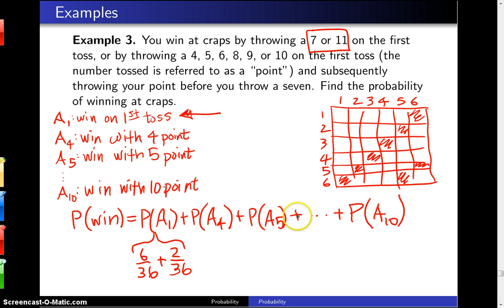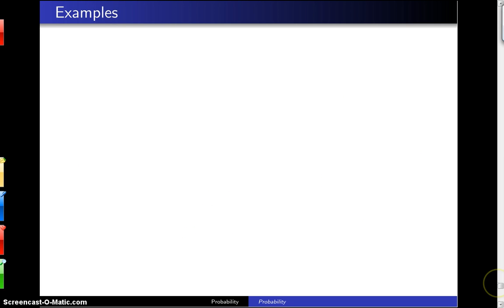Now I'm not going to do all of these individually, but I will on the next page do the probability of A4 and show you what's involved with computing it. Probability of A4 is the probability of winning on a 4 toss with a 4 point. So what has to happen for you to win on a 4 point? Well, one thing that can happen is you can throw a 4 initially, and then right after that throw another 4. Now where does the 3/36 come from?